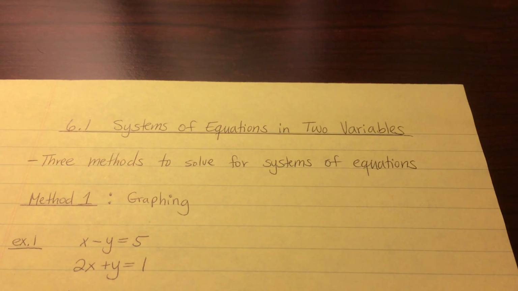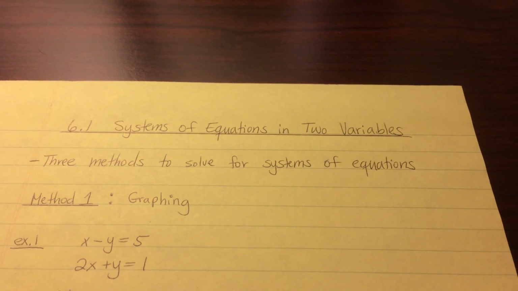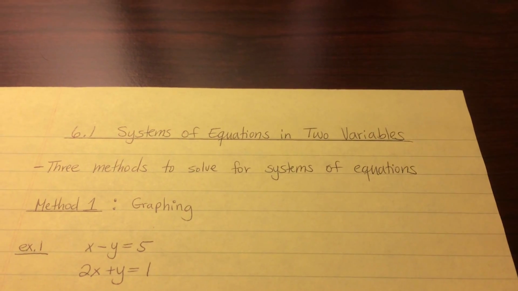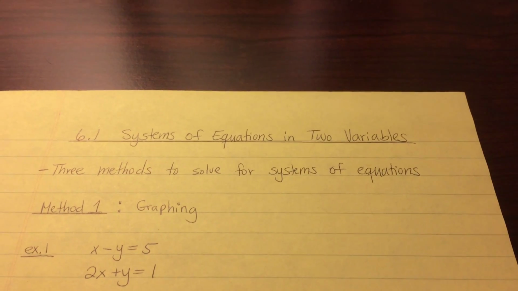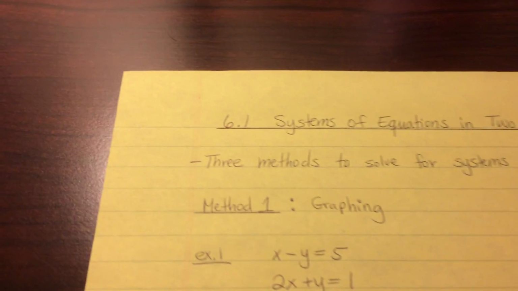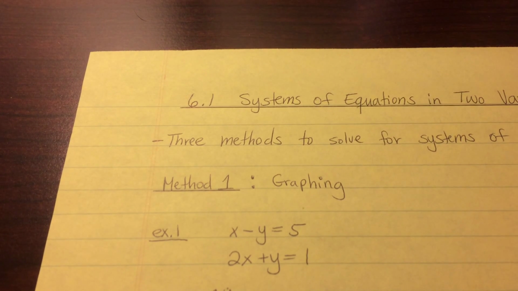This section is on 6.1, System of Equations in Two Variables. There are three methods to solve a system of equations. We're going to go with the first method right now. The first method is called the graphing method.